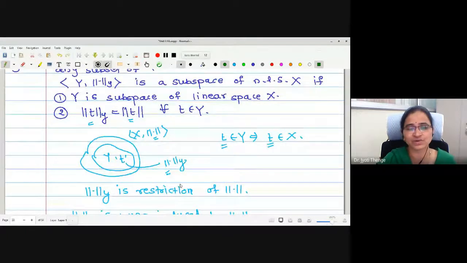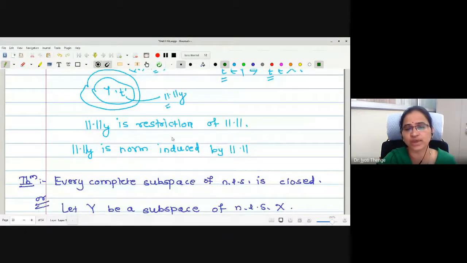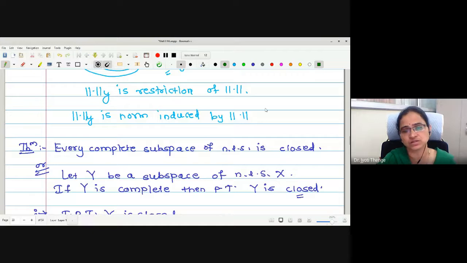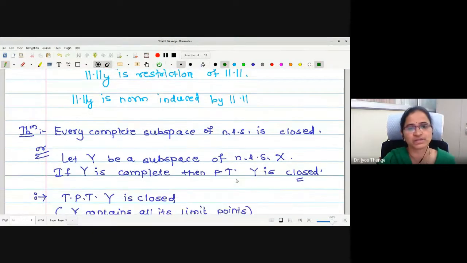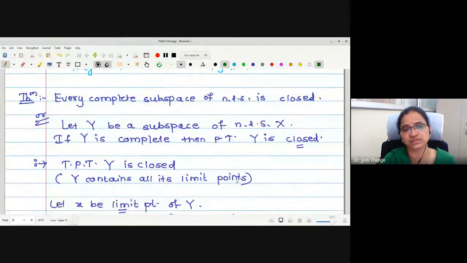With this definition, one can say that this norm y is a restriction of norm function, or norm y is a norm induced by this norm defined on x. Okay. With the help of this definition, we have seen two important theorems. First is every complete subspace of a normed linear space is closed.